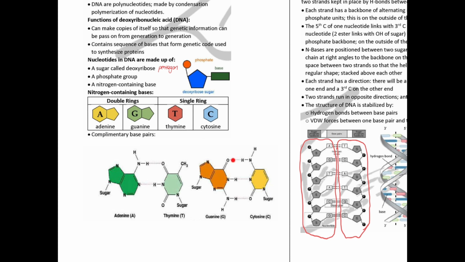The first one is here, 1. The second one is here, H and N. The third one is H and O. So 3 hydrogen bonds for this and 2 hydrogen bonds for this. Okay, so now let's move on to the other side.